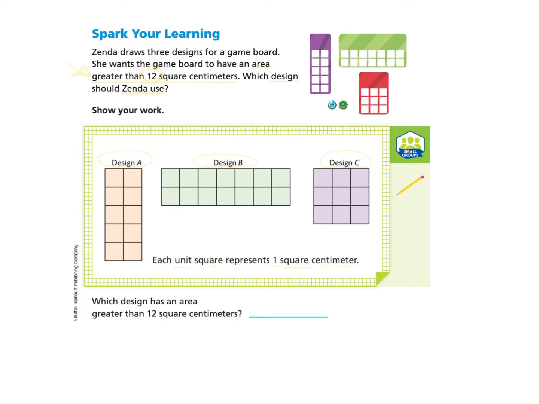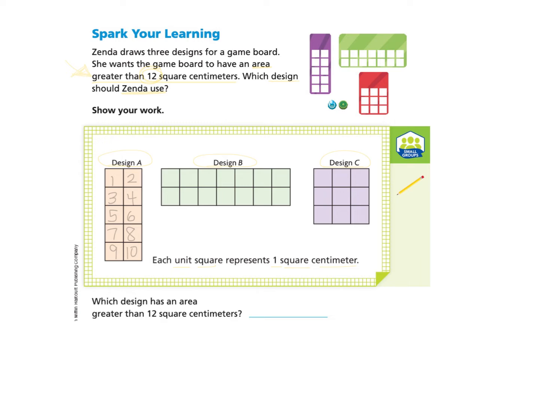So my first step is to look at these designs and find out what is the area, or the amount of units covering each figure. So the first thing I'm going to do is look at design A. I'm going to go ahead and count each unit. And by doing that, I'm finding out what is the area for design A. And I end up with 10 square centimeters.